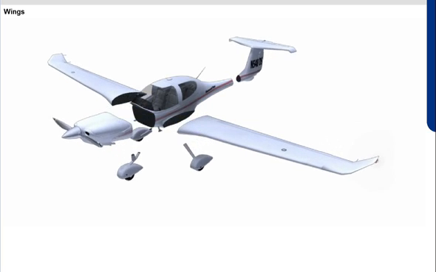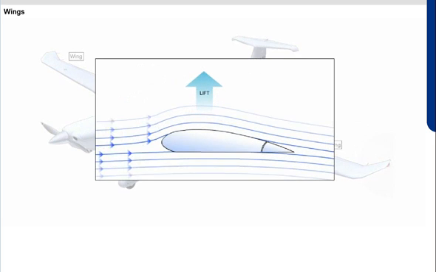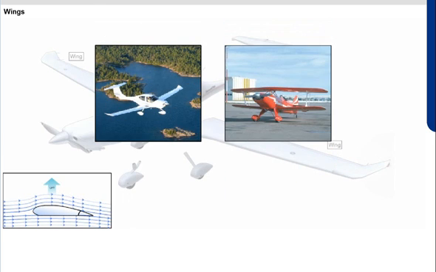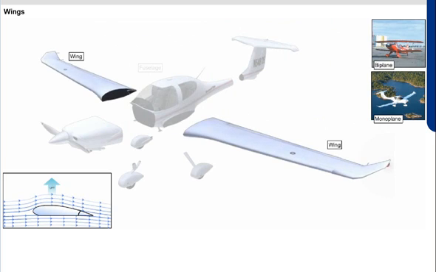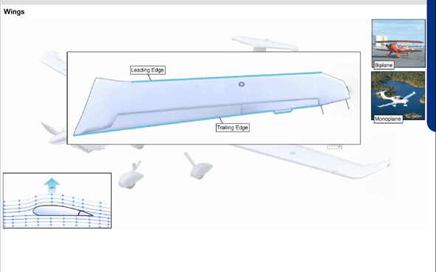The wings are airfoils attached to each side of the fuselage. These airfoils generate lift, the force that supports the airplane in flight. The number of wings varies. Airplanes with a single set of wings are referred to as monoplanes, and those with two sets are called biplanes. In general, there are two wings on the airplane, one attached on either side of the fuselage. The front of each wing is known as the leading edge, and the backside is the trailing edge.